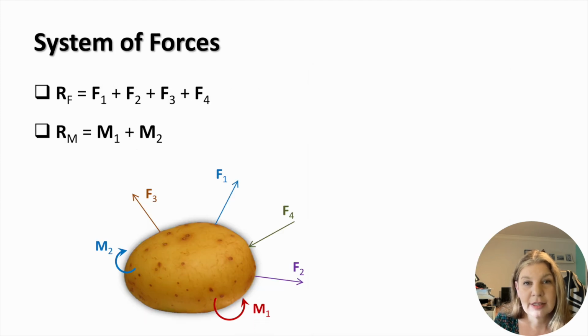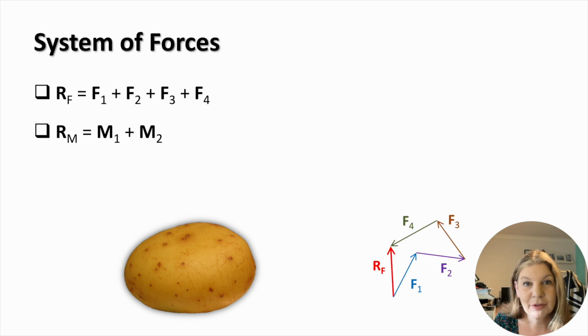Let's consider a system of external forces and moments acting on a body. In this case, a potato, and I'm doing this to remind you to eat healthily. The external forces can be substituted by the resultant force, which can be found, for example, graphically using the heads to tail rule that we discussed in the last lecture. The same can be done with the external moments.